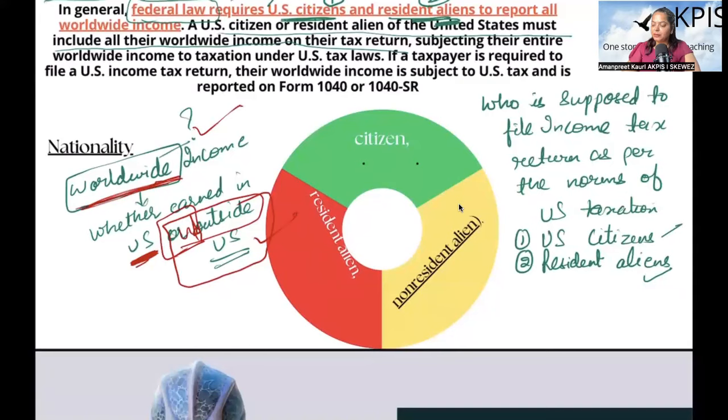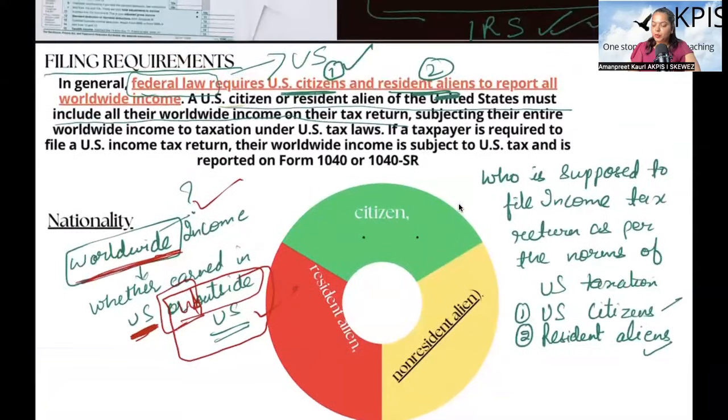Now let's come back to our provision. It says a US citizen or resident alien of the United States must include all their worldwide income on their tax return, subjecting their worldwide income to taxation under the US tax laws. So that means if you are a citizen of the US, point number one. Secondly, even if you are not a US citizen, but you are referred to as a resident alien of America, even then, in both the situations, you are supposed to pay tax on your entire income, that is your worldwide income, whether earned in the US or outside the US.